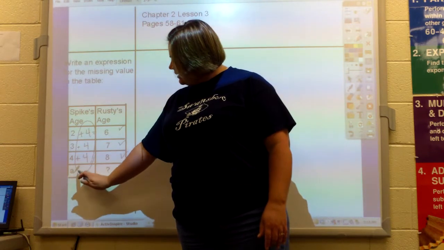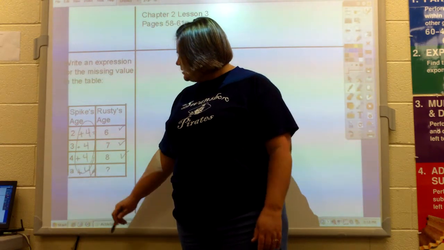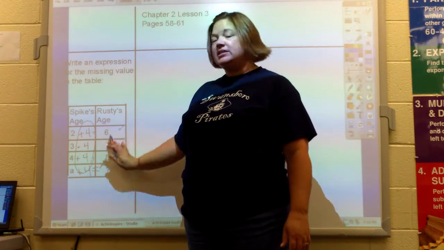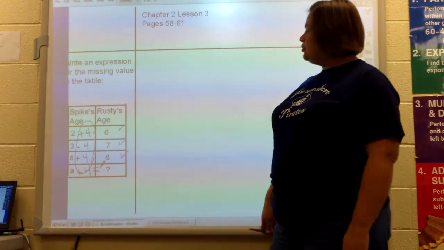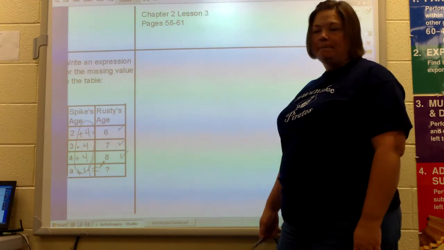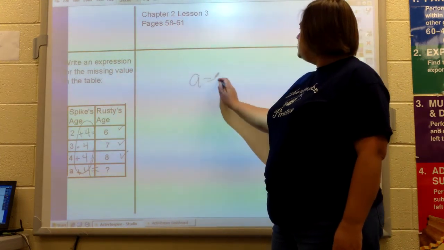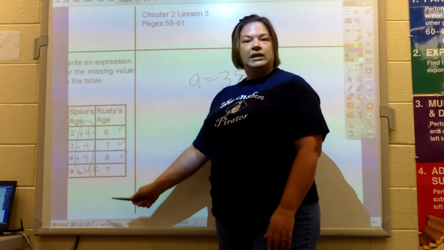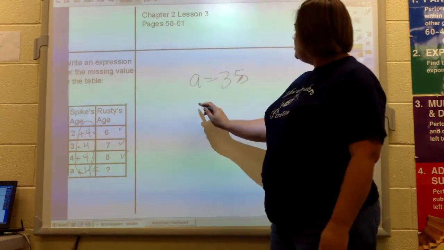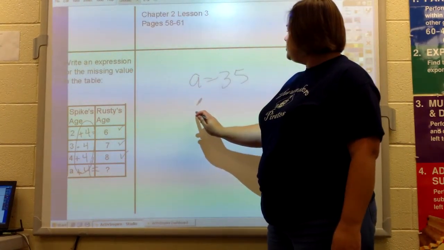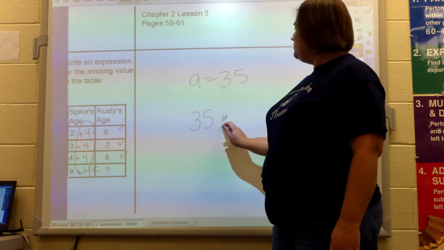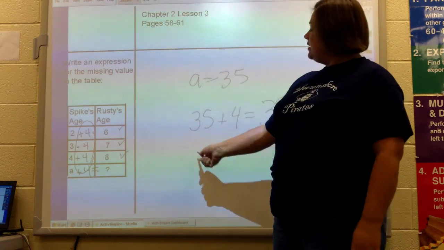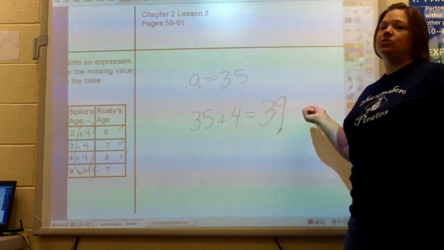So if I have A plus 4, that is going to give us whatever Rusty's age is. So if I were to plug in 35, if I say A equals 35, I can plug it into my formula. A plus 4 equals Rusty's age. So if I'm using 35 for A, 35 plus 4 gives us 39. So if Spike is 35, then Rusty's 39.